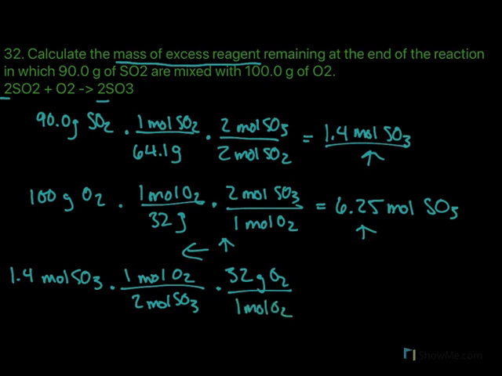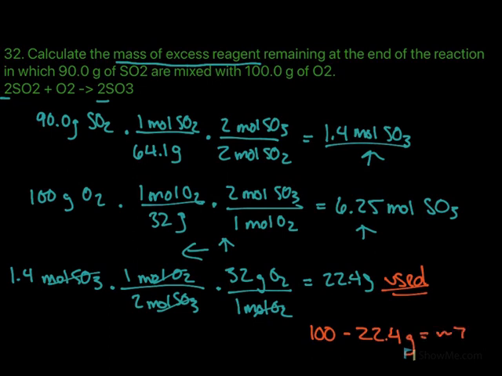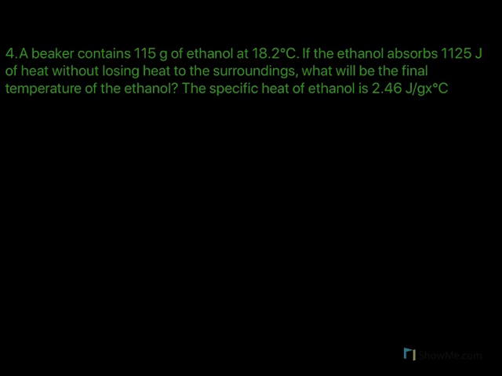So now moles of oxygen. So now we've got the unit we want, right? And so we've got 22.4 grams that we used. But we started out with 100, and we want to know what the excess is. So we need to subtract 22.4 grams, and that will give us roughly 77.5 grams, if you include all your decimal places.